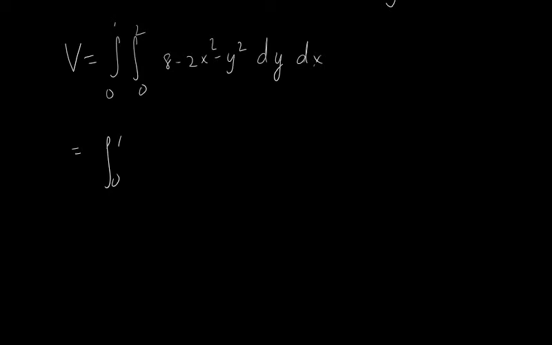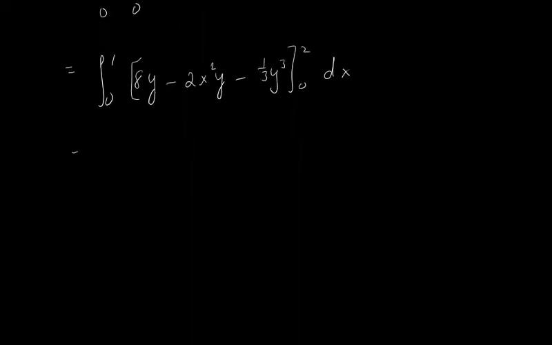So our integral from 0 to 1 of, now notice I'm integrating with respect to y. So this is going to be 8y minus 2x squared y minus 1/3 y cubed evaluated from 0 to 2 and then integrated with respect to x. So let's evaluate that inner integral. Putting in a 2, I'm going to get 16 minus 2x squared times 2 would be 4x squared. Remember, these are y values. We are only going to substitute them in for y's. Minus, and then I put a 2 here, I get 8/3.